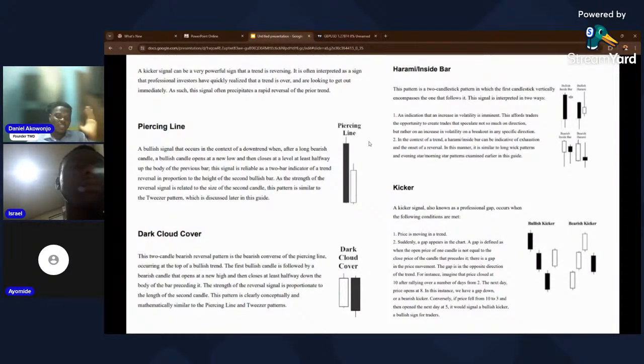You want to wait for the next candlestick to form when you see a piercing line candlestick indicator. Now the next one is the dark cloud cover.